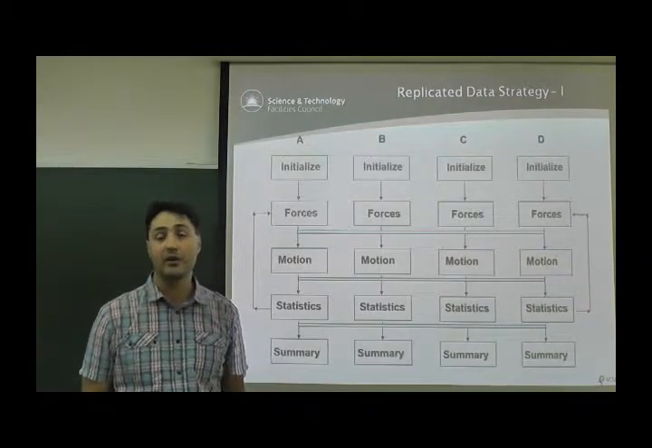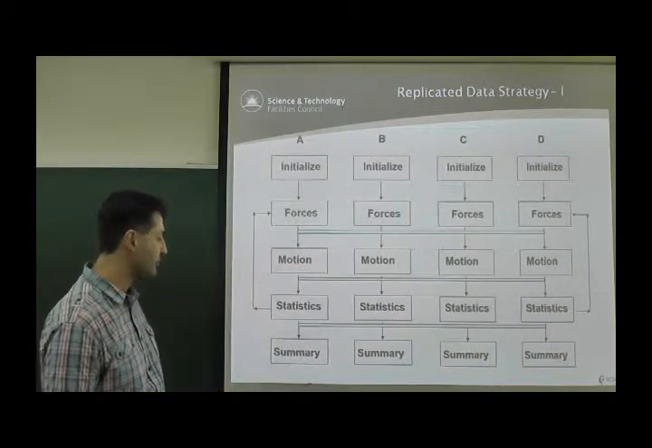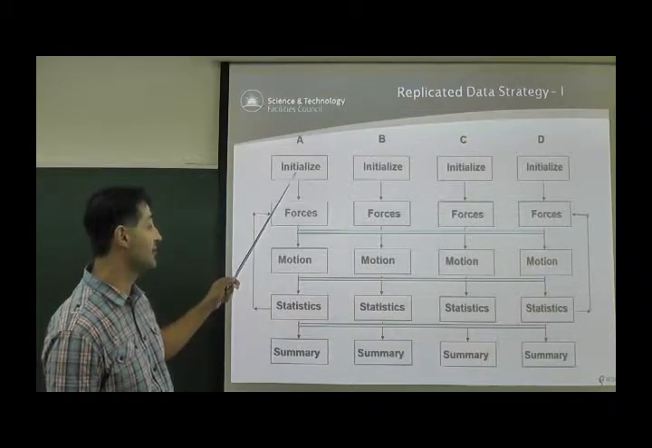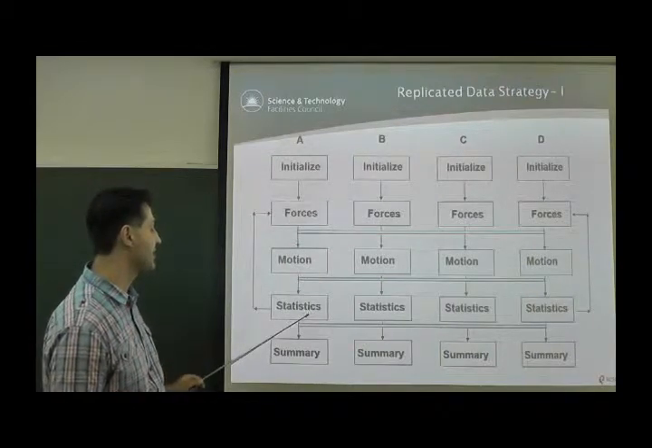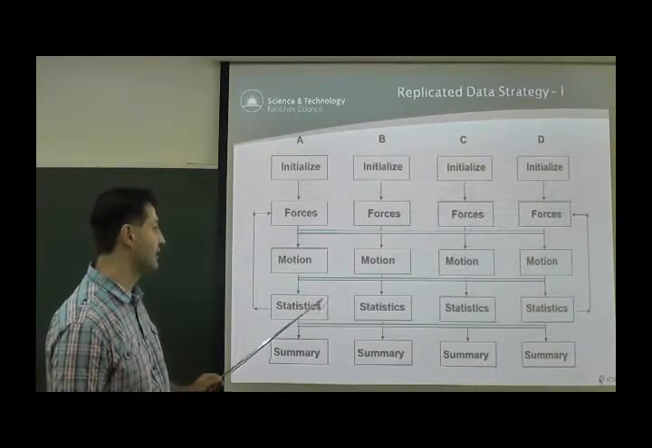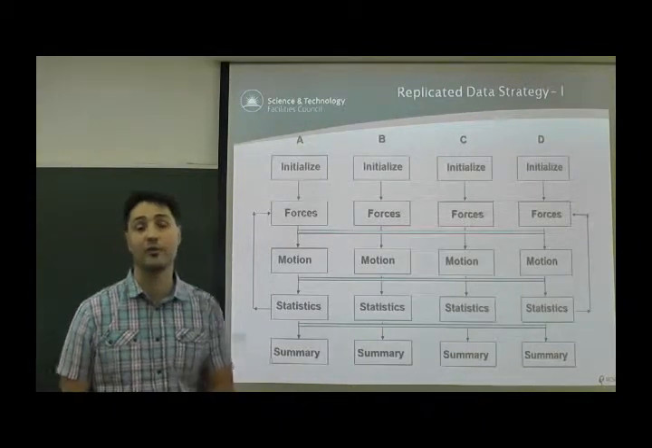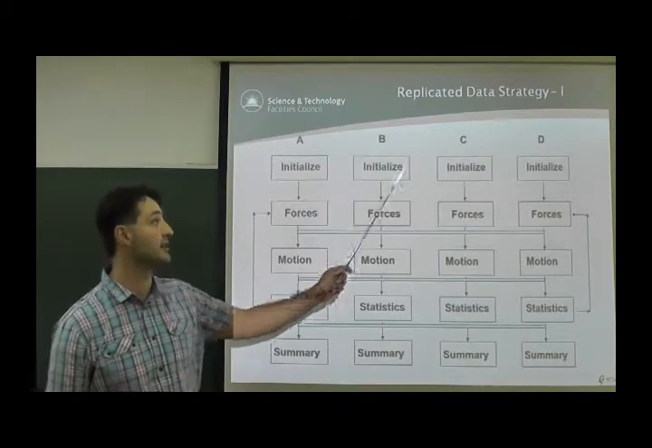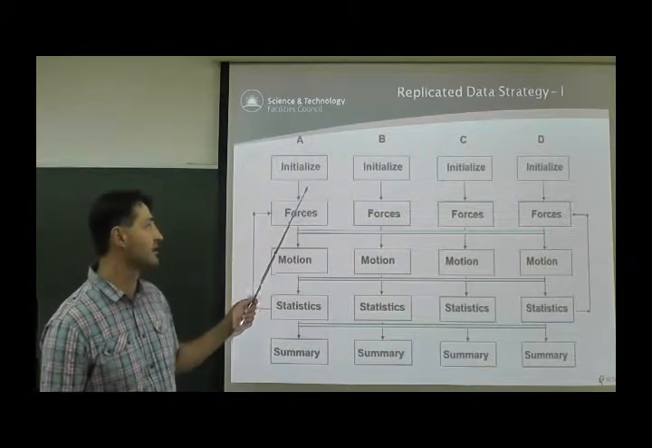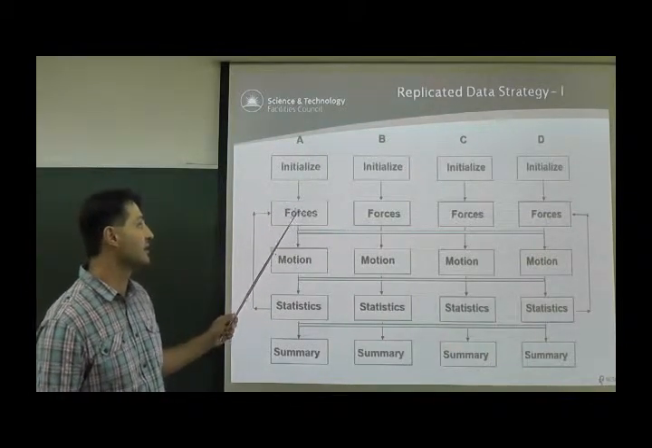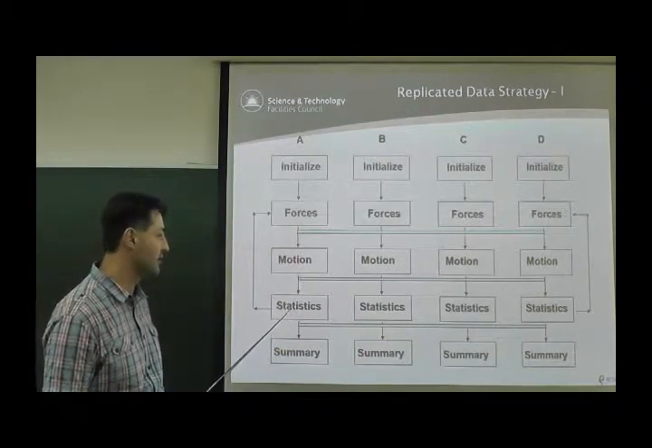In DL_POLY Classic, we use the replicated data strategy. So if this is the general MD cycle, where we have some initialization stage, then we calculate forces, do motion, gather statistics, and repeat this until we are satisfied, and then we produce a summary. This cycle is replicated on all four processes, presented here by the letters A, B, C, and D. So all processors initialize the data on them, and they split the workload on the forces, and they split the motion, and they split the statistics gathering.